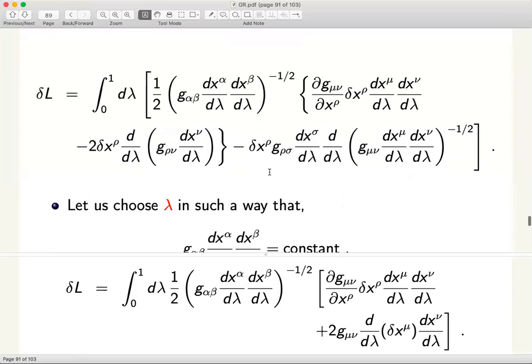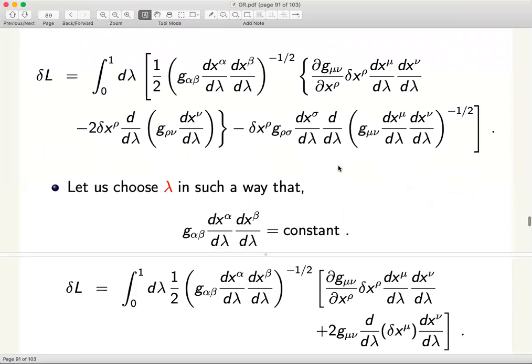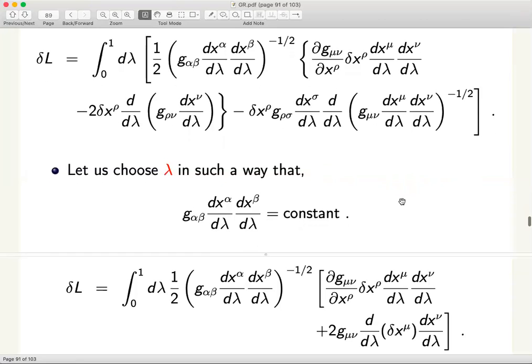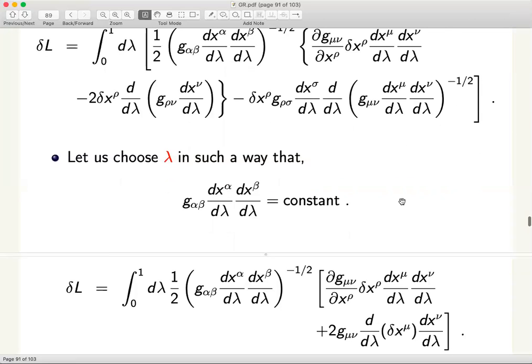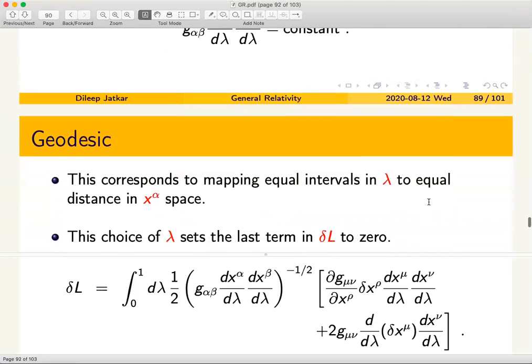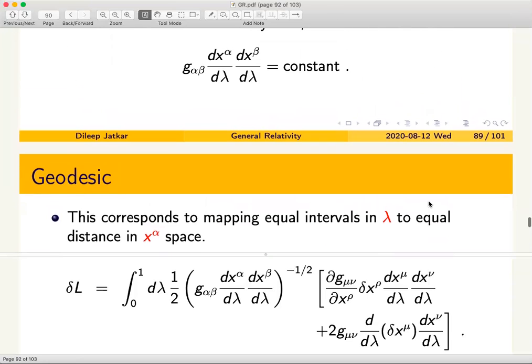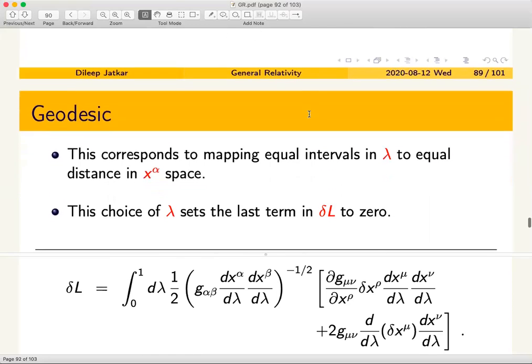Okay, so what we'll do now at this point is to choose the lambda parameterization in such a way that g alpha beta dx alpha by d lambda dx beta by d lambda is constant. That is the kind of parameterization we will choose. That parameterization is just the following statement: if equal intervals in lambda, the parameter space, correspond to equal distances in x alpha space, then you would get g alpha beta dx alpha dx beta to be constant. That is the statement.